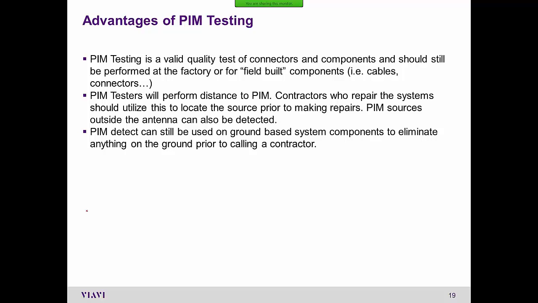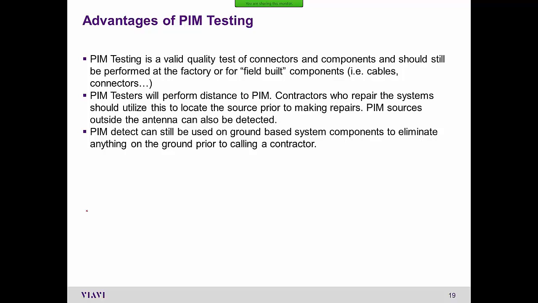Another advantage of PIM testing is that the newer PIM testers typically have a distance-to-PIM feature, and if a contractor is trying to figure out where the problem is, they can utilize that to find where in the system it is, and it'll make their repairs a little bit faster. But for a technician who's just trying to decide, do I need a tower crew or not, it doesn't matter where the problem is. They can't get to it anyway. They just want to know, is it PIM or is it not PIM, so that they can get a tower crew to address it, or go after the actual issue if it's not PIM.